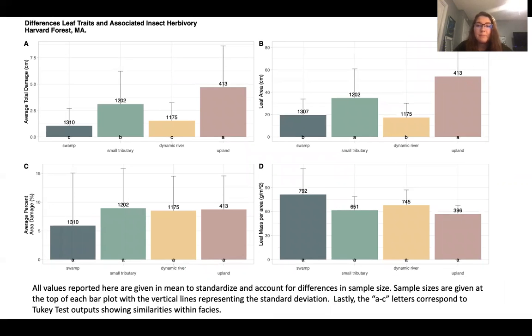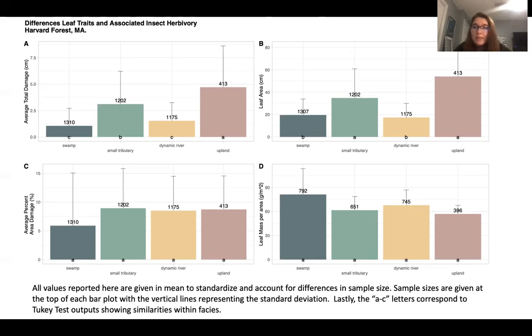In these graphs, panel A quantifies the changes in average total damage across the facies. We see that the upland site is significantly different from the others, and so is the small tributary, but the two are different from one another, denoted by the A and B. Additionally, the upland site has the highest mean total damage when compared to all the other facies. This is interesting, as even though it has the least number of leaves, it had the most damage.